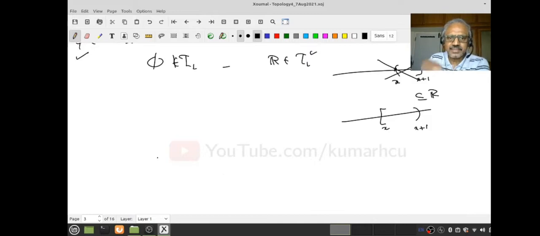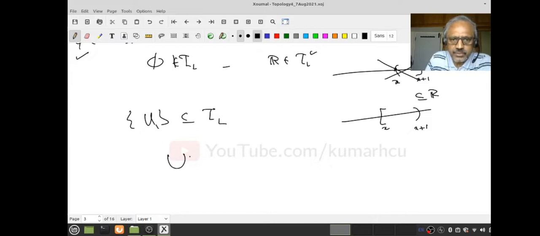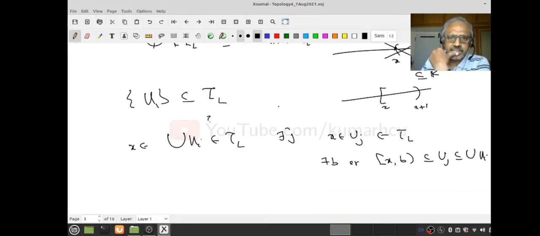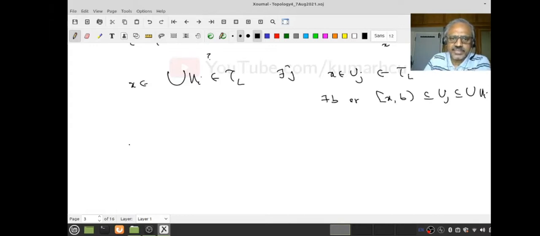Next, suppose U_i is a collection in tau L, then I want to know whether the union of U_i is in tau L. Let x belong to that. When x belongs to that, what does that mean? There is a j so that x belongs to U_j. And what do I know about U_j? U_j belongs to tau L. That means there exists a b so that [x, b) is contained in U_j, and hence is contained in the union of U_i. Is that clear to all? So the second condition is also done.